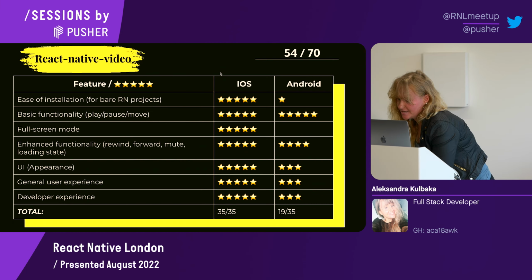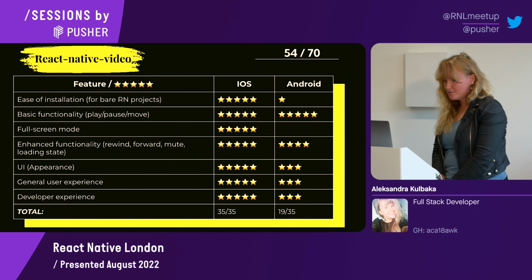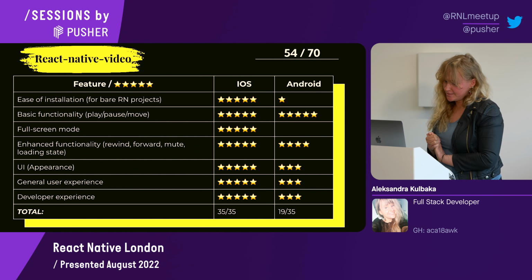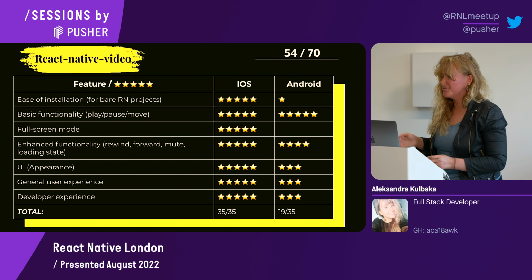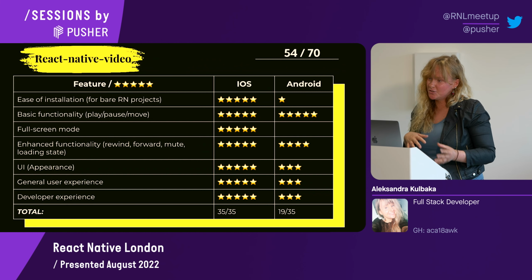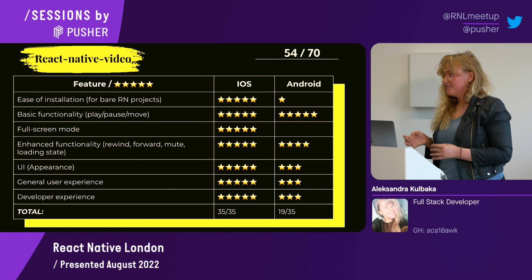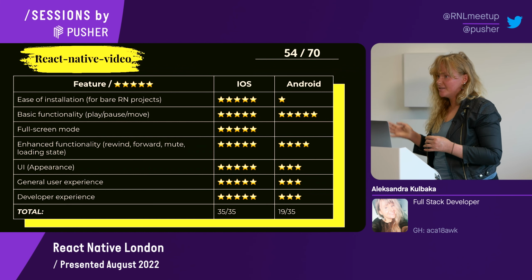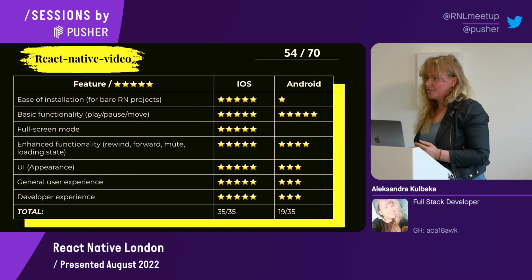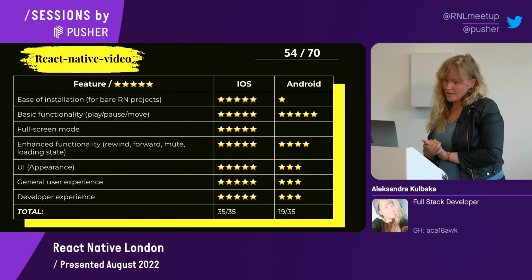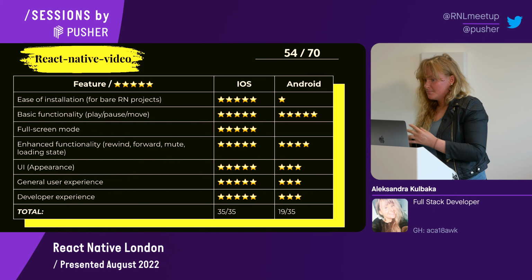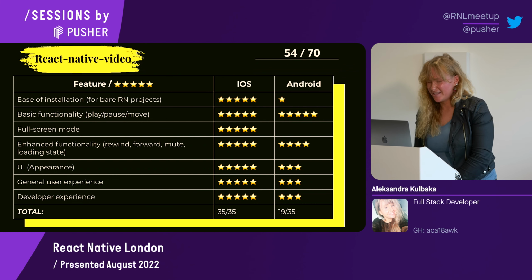As we can see, the pain of installation and the lack of full screen mode feature on Android was reflected in the score, and it also affected the developer experience and general user experience. It's worth mentioning that React Native Video is working on the new version right now. I think they released a version 6 alpha, but it's not officially available. They are planning to fix some of the installation issues, but I haven't seen anything mentioning the full screen mode fix. So it may be a little bit better, but it may not fix the issues that we're currently having.